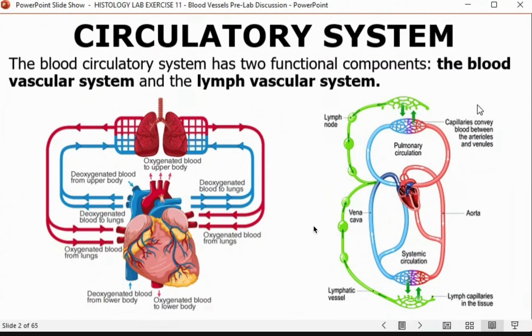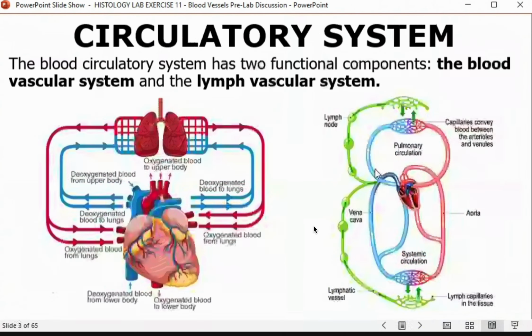So to talk about the blood vessels, you need to know about the circulatory system. Baka hindi niyo pa na-discuss sa LEC, or kung na-discuss na sa LEC, that's great. But your circulatory system, it consists of the blood vascular system, which is just all of the blood vessels, sans the heart and perhaps the lungs, and then your lymph vascular system, which is this green structure here.